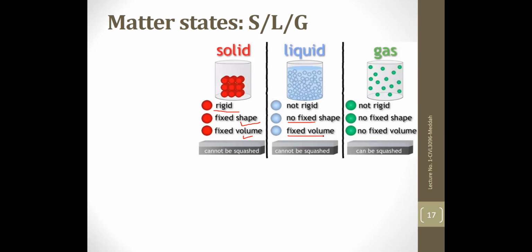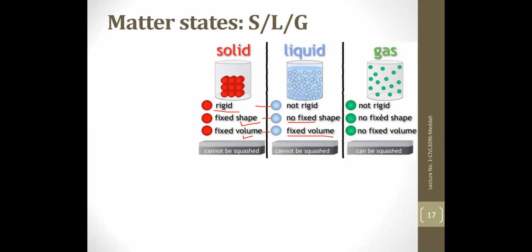But the volume is, of course, fixed. So the shape is not fixed, but the volume is fixed. So if you have 1 liter here, whether you put it in a cylinder or a cube or a bottle or a rectangle or whatever, the volume stays exactly the same, fixed volume. So you can see here between solid and liquid, you have opposite properties, only the volume is the same. It is fixed either in a solid state or in a liquid state.